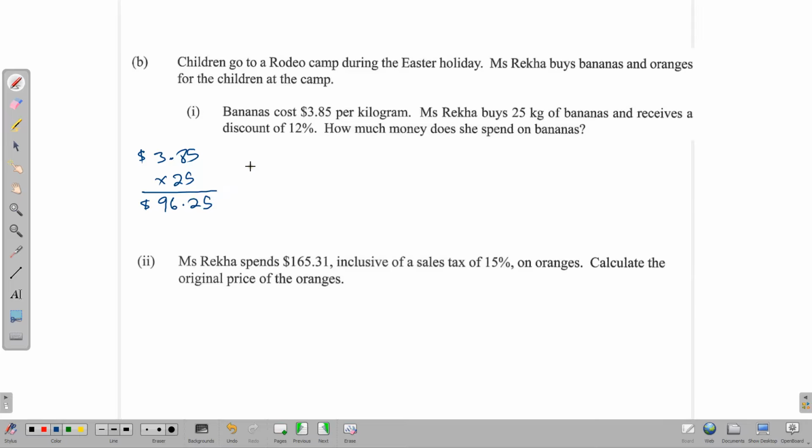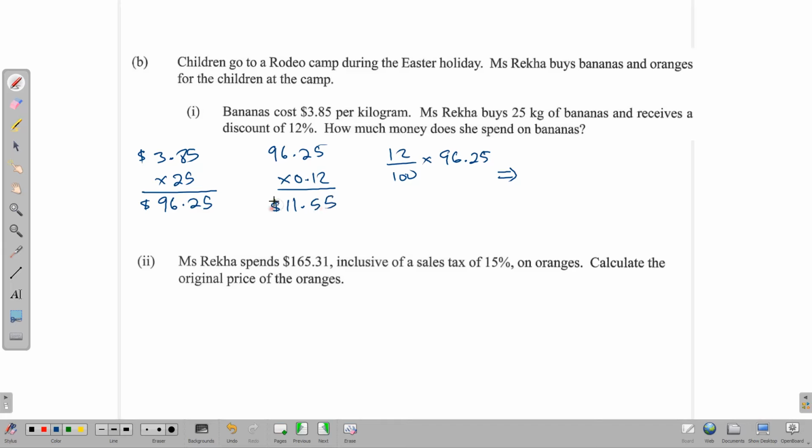Many ways to do this. One way is to simply multiply 96.25 times 12% as a decimal, which is 0.12. Or you may write it as 12 over 100 times 96.25. Either way, when you're done calculating, what you will get is 11.55.